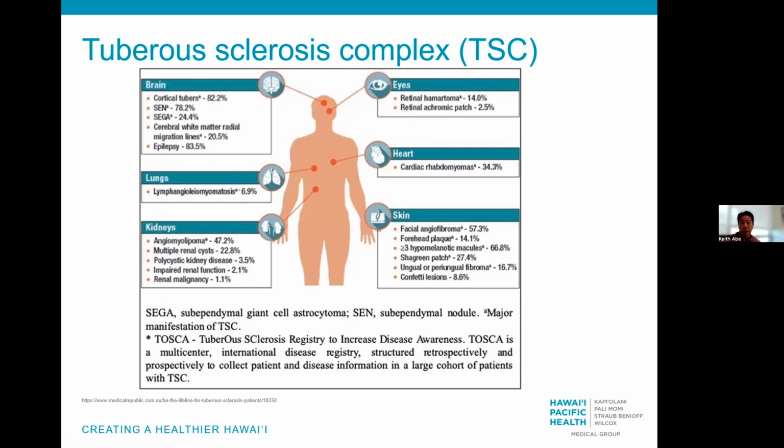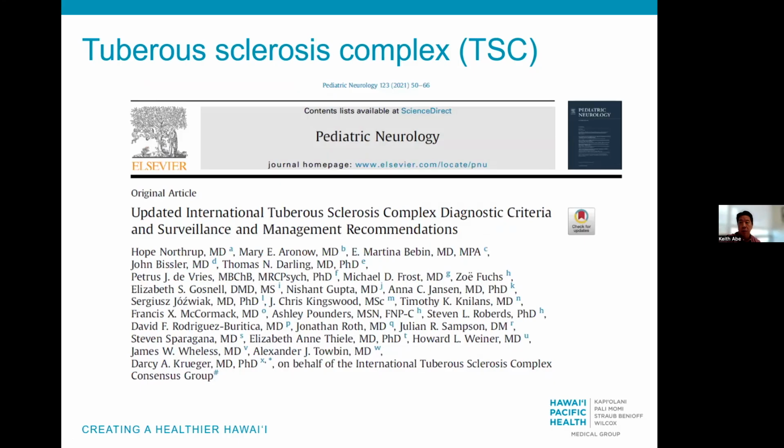Let me talk more about that a little bit. There was a guideline that came out in 2019. This is the more recent one in 2021, but pretty similar in terms of diagnostic criteria and surveillance over time. I'll just comment on a few differences a little bit later.